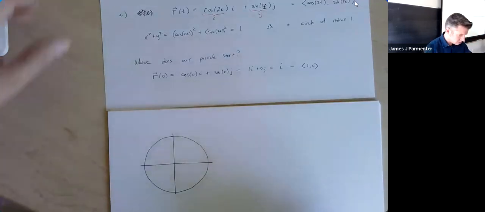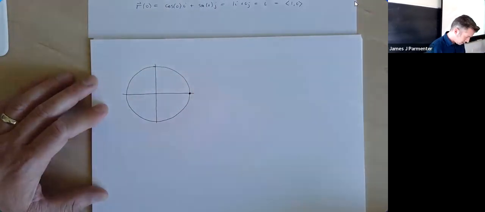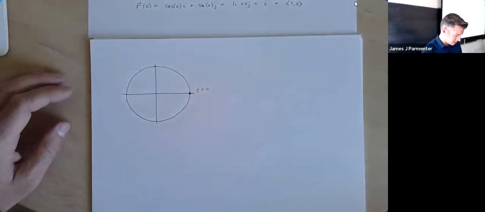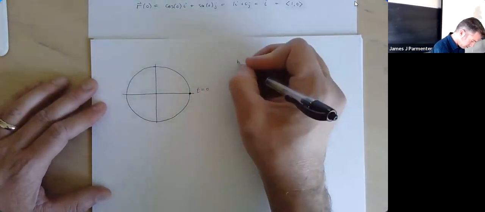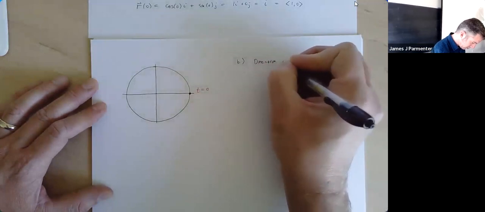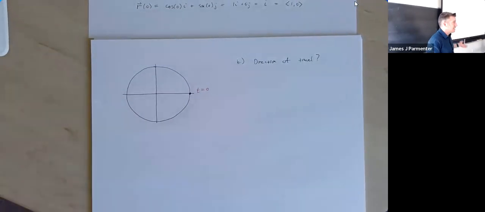Pretty good circle. Draw a circle, all right. So here's where we're starting, at time equals 0. And then the next question is, what's our direction of travel? To me, the easiest way to find the direction of travel is literally just to plug in a later time value and see where you're at.